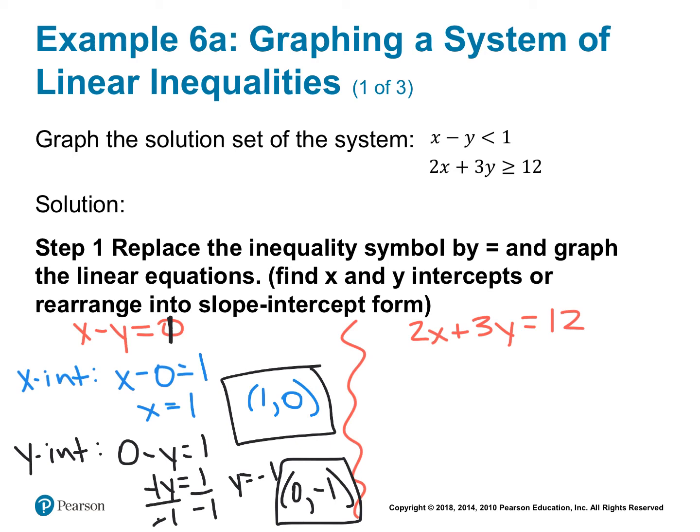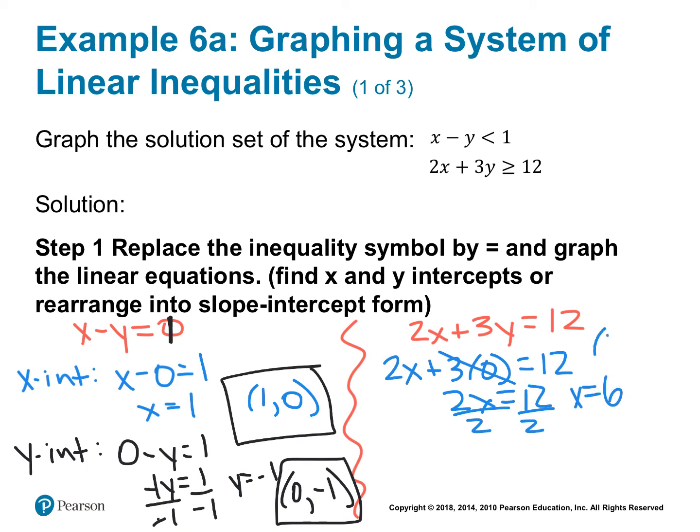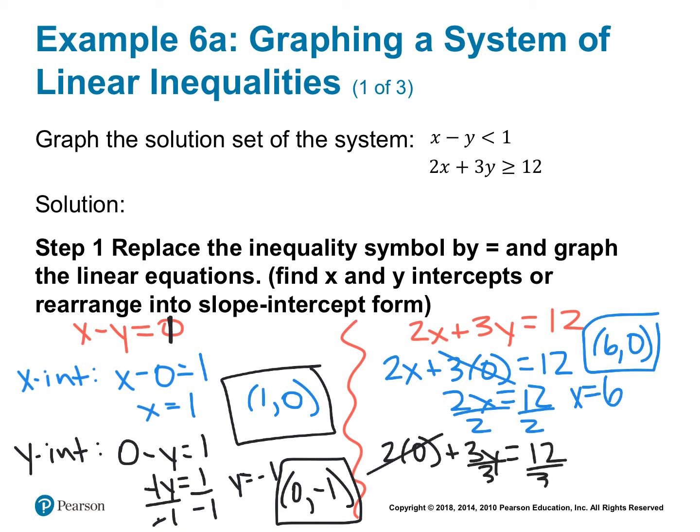Now I'll do the same process for this one. So I'll start by replacing the y with 0 to find my x-intercept. So the x is 6. So 6, 0 is our x-intercept. Now to find the y-intercept, replace the x with 0. Divide by 3. So y equals 4 when x is 0. And then we'll graph those on the next slide.